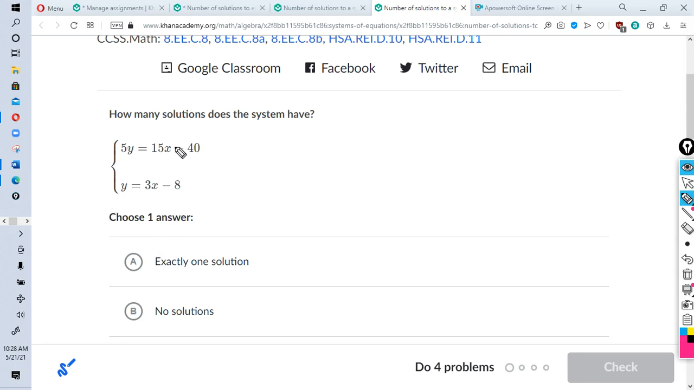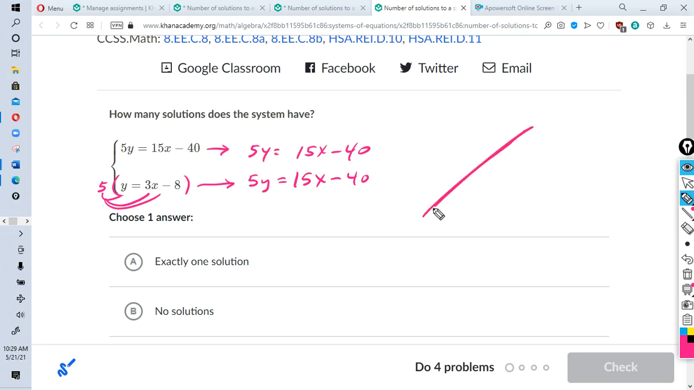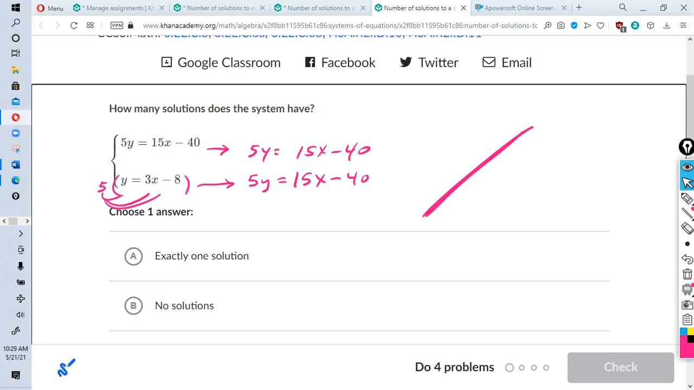Let's multiply. We could divide the top one by 5, but just to prove it to you, let's multiply the bottom one by 5. So distributing 5 times y equals 5 times positive 3x, 5 times negative 8. And the top one, just rewrite it. 5y equals 15x minus 40. I do not have to solve for y. We can already see it's the same line. It's the exact same equation on both of them. If it's the same line, it's just the same line on top of itself. So that's infinite.